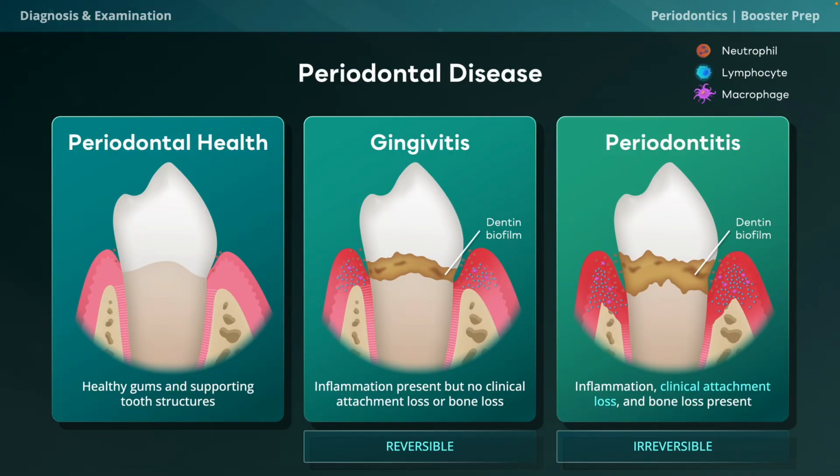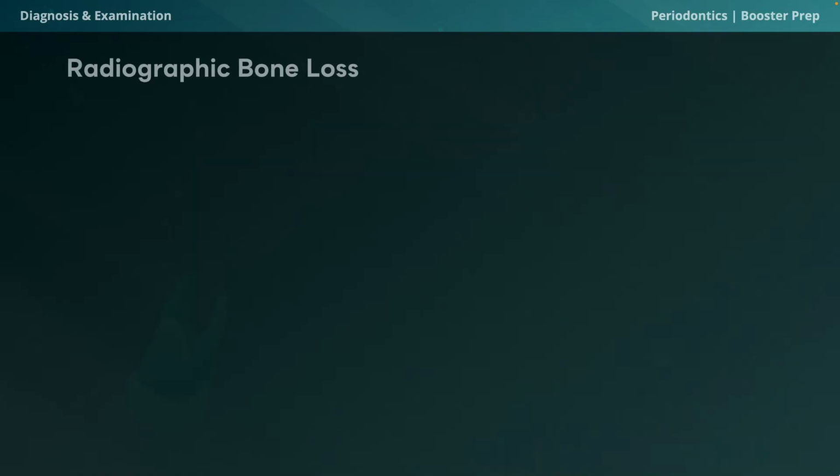Now, you may be wondering, what other tools do we have at our disposal to diagnose clinical attachment loss or see this bone loss that I'm talking about? Well, we can also look at radiographic bone loss, or RBL for short. This is actually part of staging periodontitis, which I'll have a whole video dedicated to later on. So, how do we accurately determine if bone loss has occurred?